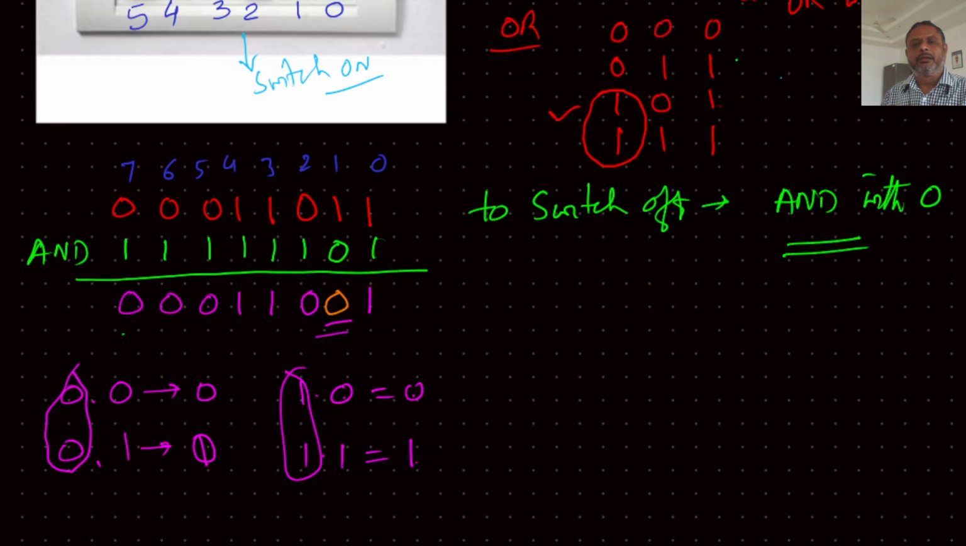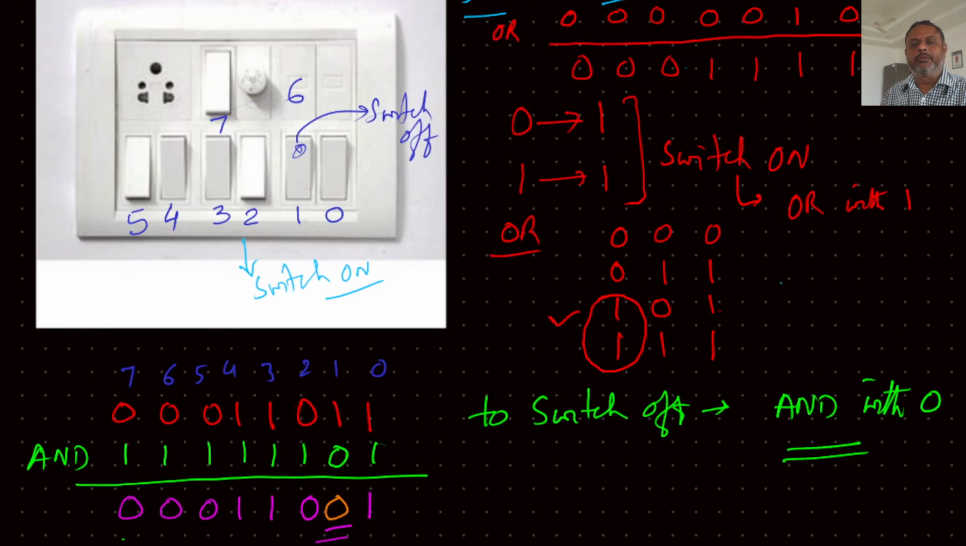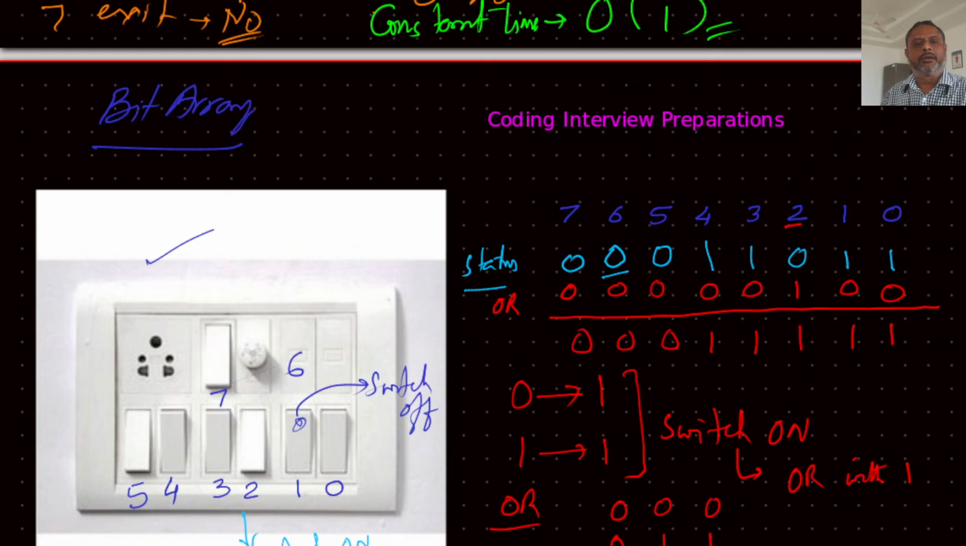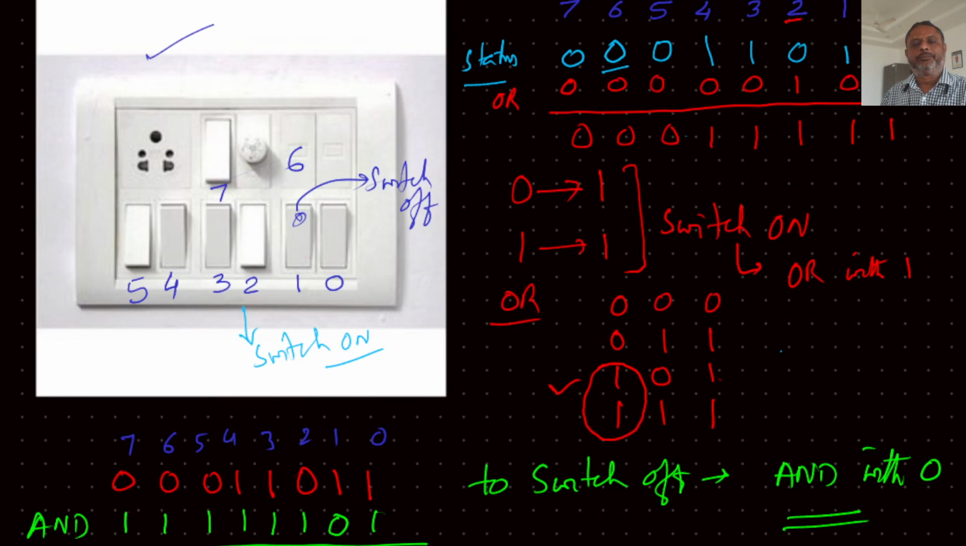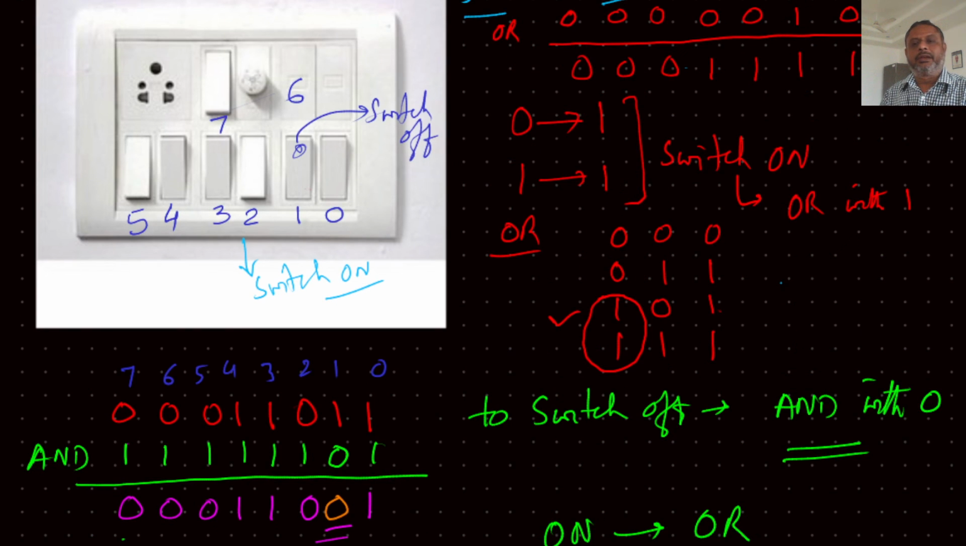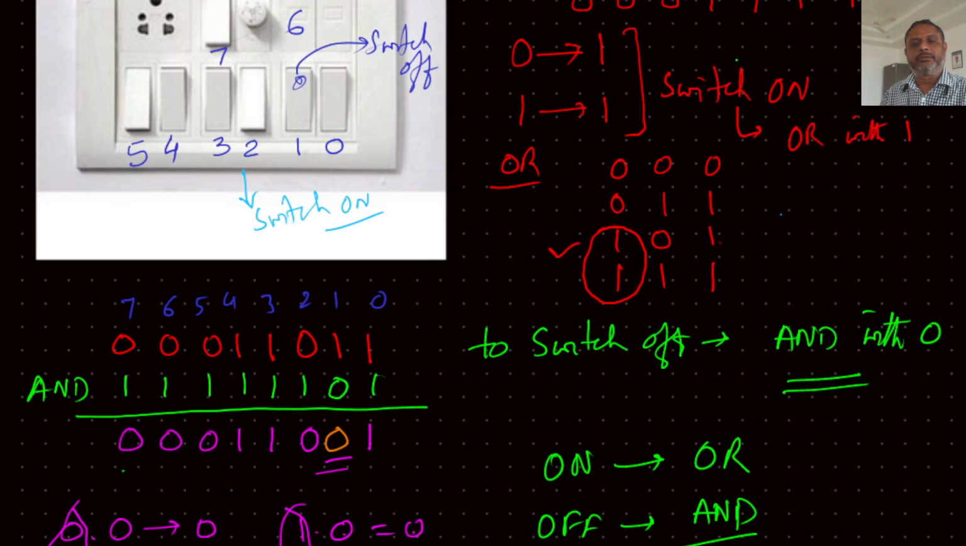And how do we decide where to keep 0 and where to keep 1? One thing is very clear: switching on has to do with the OR operation, and switching off has to do with the AND operation, and this is done bitwise. So we are working on bit arrays, and each bit in the array is talking about a different situation. This simple switches analogy can help us understand what we are trying to tell.